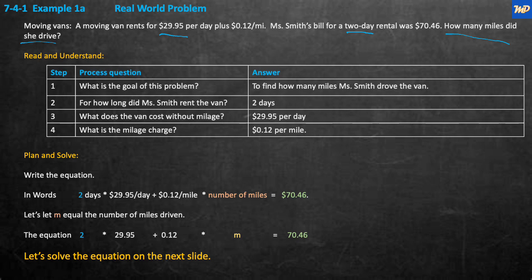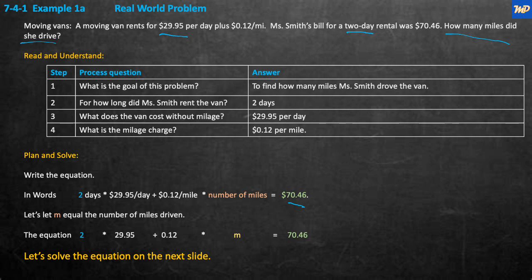So let's plan on how we're going to solve this. What are we going to do? Well, in words, it says 2 days times $29.95 a day. So Ms. Smith had the van for 2 days at $29.95 per day. That's the first part. Plus she had 12 cents per mile times the number of miles. We don't know how many miles. That's the question. How many miles did she drive? We know the total cost was $70.46.